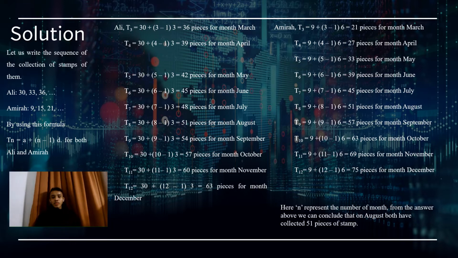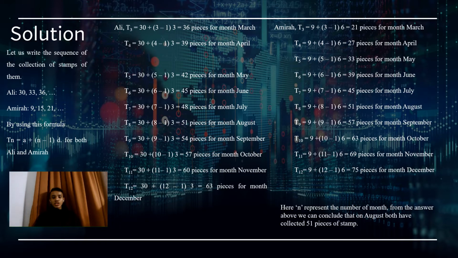Firstly, we start from month March, because we already wrote the sequence until month March. By using the formula, we calculate until term 12, which means month December. At month December, Ali had collected 63 pieces, while Amira had 75 pieces of stamp.